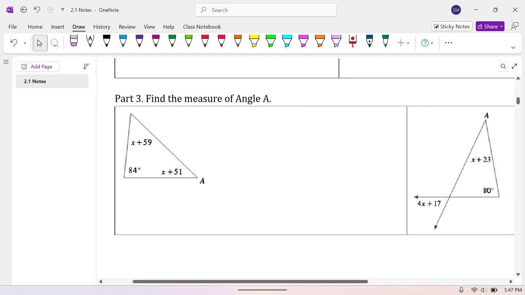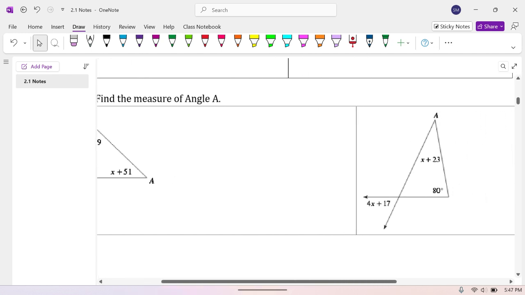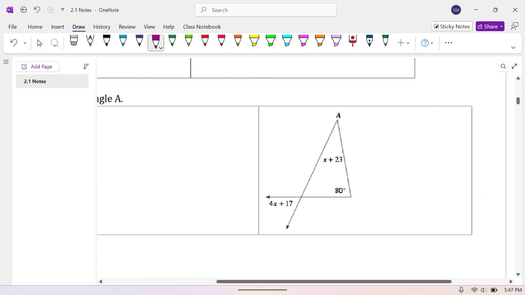Now, for part 3, it's asking us to find the measure of angle A. So I'm going to do this right example right here, just because it looks a little funky and I just want to make sure you guys know what's going on. So we're finding angle A, which is this angle right here. And just so you know that this expression is connected to that angle. Now, we also got another expression right here with the 4x plus 17. So we have the 2 expressions on the inside and then one on the outside.